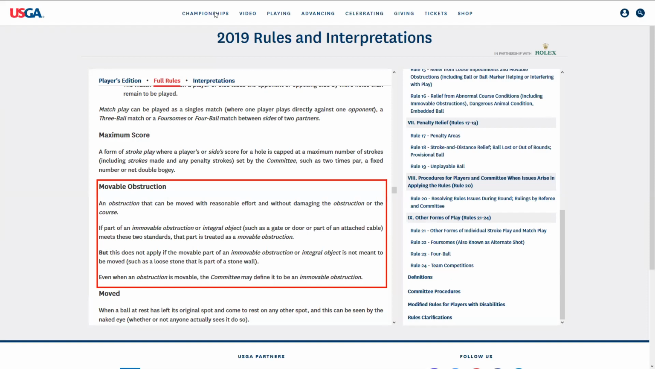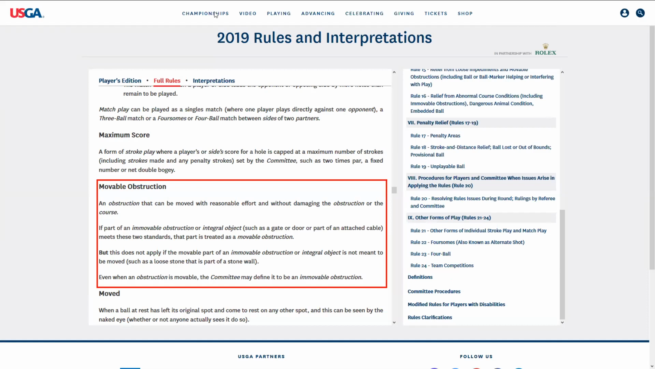So here's the example. Your ball is near a building that is part of the course, and the building has a door that is open, and your ball is directly behind the door. Under the old rules, the building would be an immovable obstruction, the door would be movable, and the player had the choice. The player could close the door, thus moving the movable obstruction, or since the whole building was an immovable obstruction, they could move the ball and get relief from the immovable obstruction.